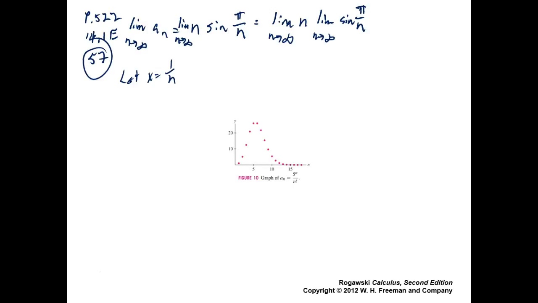Then what we have here is the limit, and basically as n goes to infinity, x will be going to 0. Would you buy that? Okay. So then we have the limit as x is approaching 0 of, and if x is 1 over n, n is 1 over x, right?